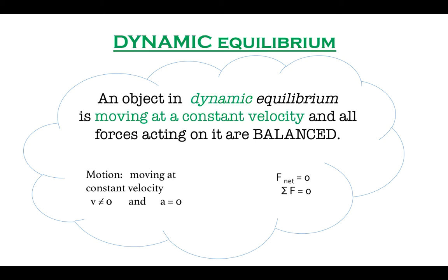The next kind of equilibrium is dynamic equilibrium. When an object is in dynamic equilibrium, it's moving at a constant velocity, and the forces acting on it are completely balanced. It's moving at a constant velocity.